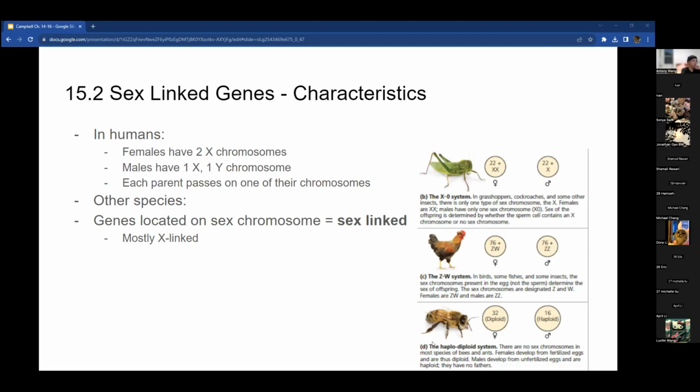And then there's the haplodiploid system where, for example in bees, if you have a diploid genome, which means you have 2 copies of every chromosome, then you're a female. If you're haploid and you have 1 copy of each chromosome, then you're a male. Males develop from unfertilized eggs. Females develop from fertilized eggs. Make sense?